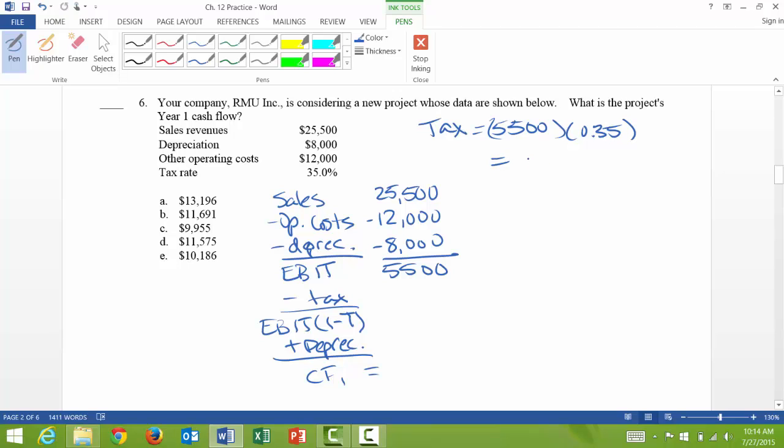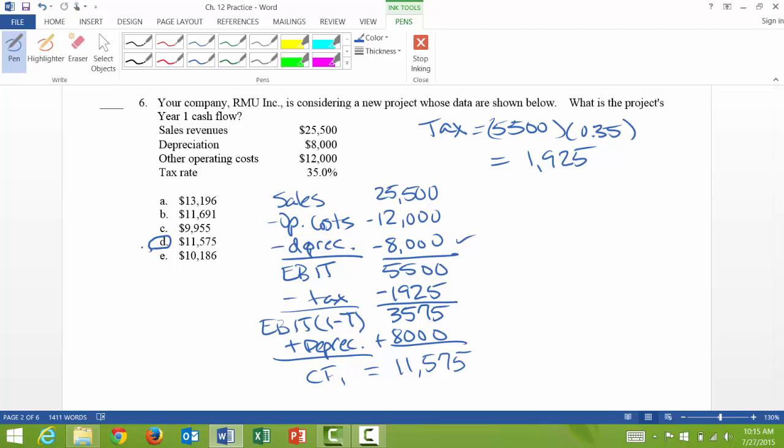And so taxes end up being $1,925. So I'm going to put that here, minus 1,925. And so EBIT minus taxes is 3,575. And then I add back depreciation from up here, the 8,000. And then I get my cash flow at time 1, which is 11,575. And that's answer D. So anytime you see a question like that, this is exactly the way that you would do this.